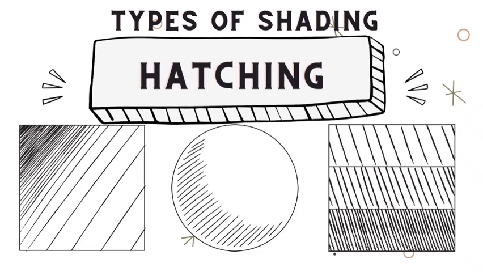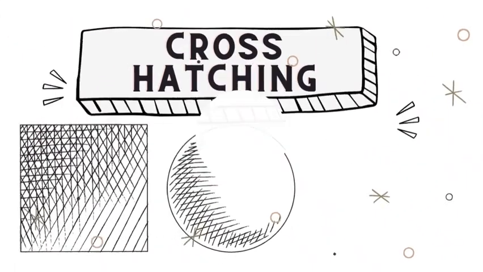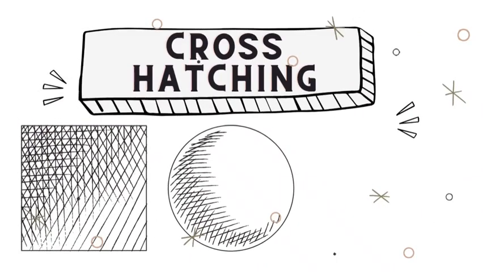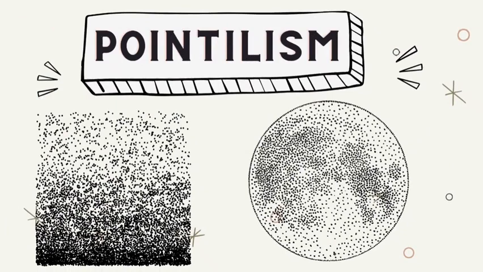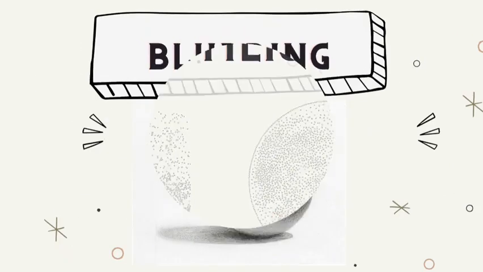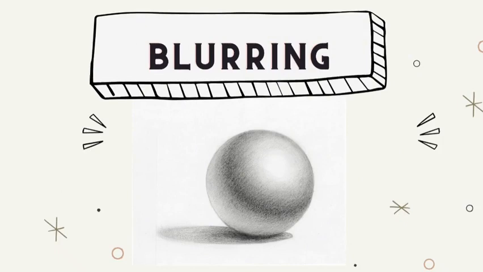Hatching entails the use of straight or diagonal lines to give form to an object. Again, we also have cross-hatching, which entails the use of both vertical and horizontal lines to give form to an object. Another shading technique is pointillism, which entails the use of a series of dots to define the shape of an object.